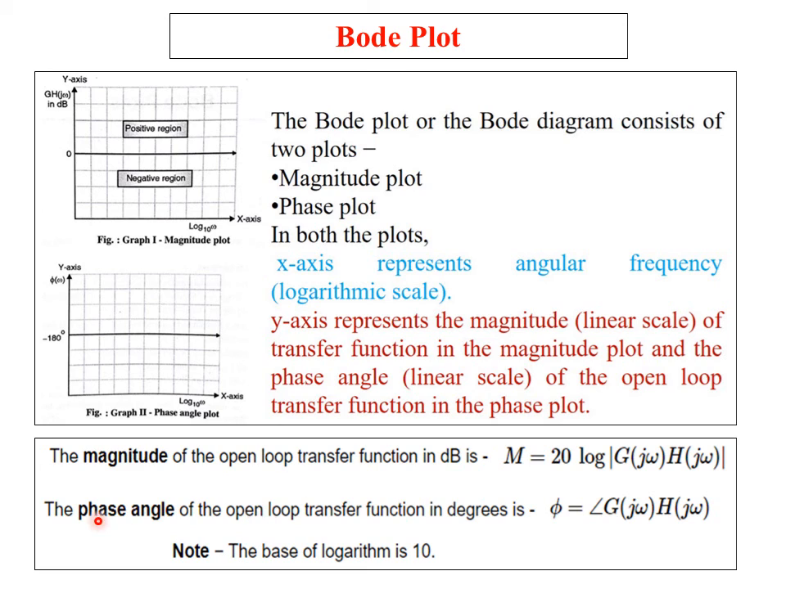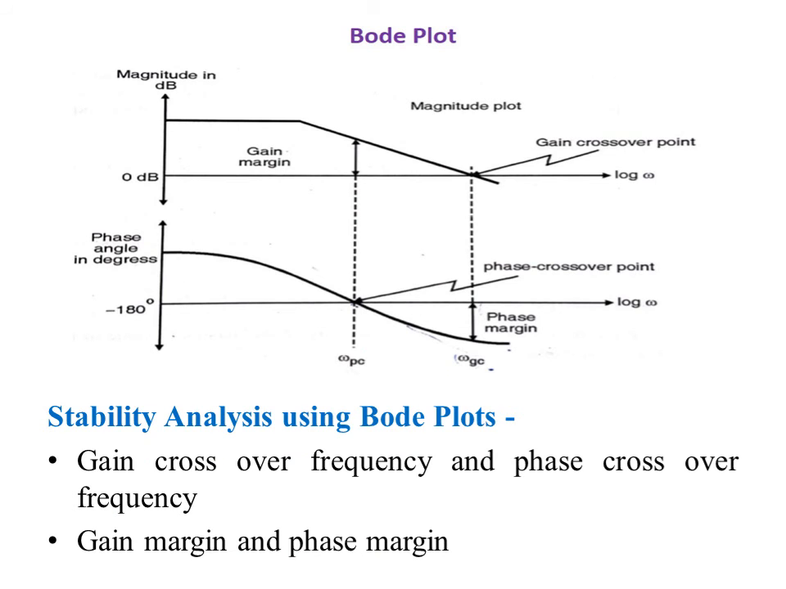Now the next thing is the phase angle of the open loop transfer function in degrees, phi, which is equal to the angle of G(s)H(s). Replace s by j omega, so the angle of G(j omega) H(j omega). Note here that the base of the logarithm is 10. Now these are the Bode plots, the representation in the Bode plot: magnitude with 0 dB versus log omega, that is frequency, and phase angle versus frequency.